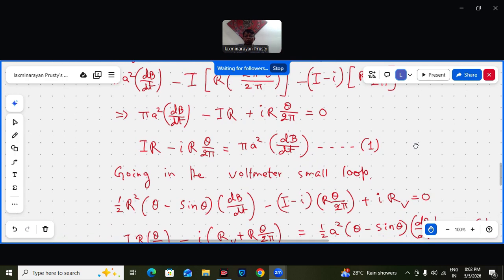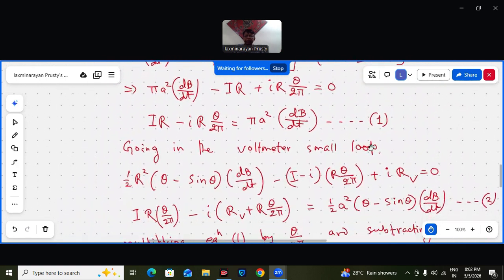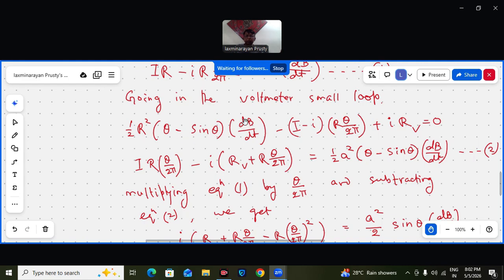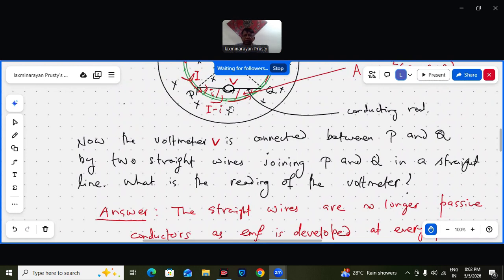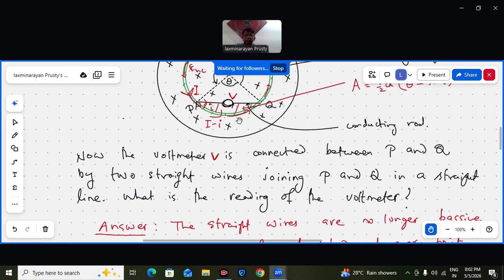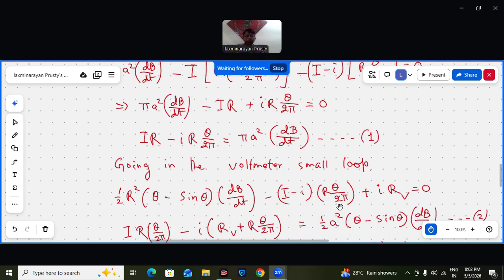Okay. Now I have to go around another loop, that is this small loop. What is the EMF induced in this small loop and in the closed loop? This area enclosed into dB by dt. Did I write that? Yes, this area into dB by dt. So what is the IR drop here? (I minus small i) into what is the resistance of this part? r theta by 2 pi. So (I minus small i) into r theta by 2 pi.